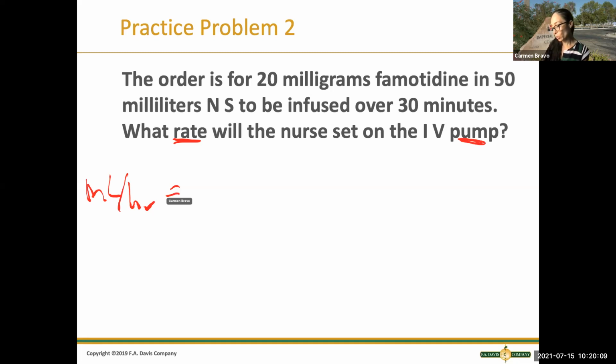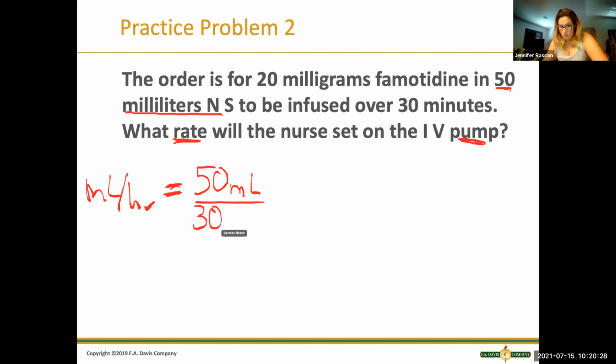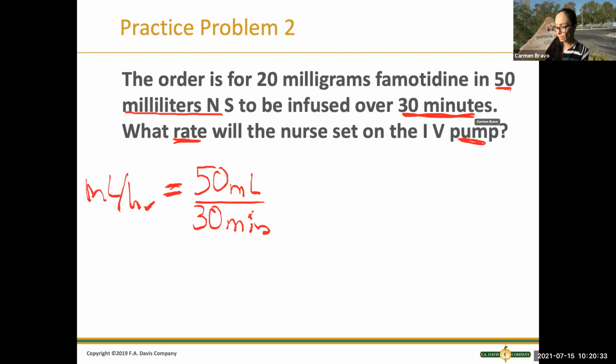And the order says 20 milligrams of famotidine in 50 milliliters of normal saline, and it needs to be infused over 30 minutes. Okay, over 30 minutes, right? So in reality, the milligrams don't matter, because all we're trying to figure out is the rate, not the dosage. So what do we need to add here?